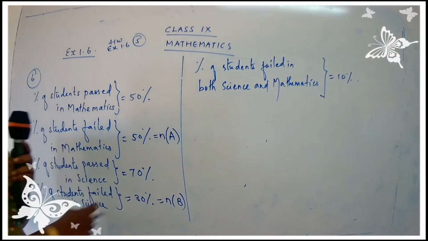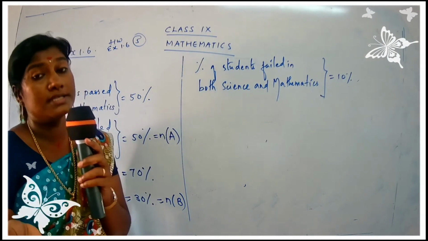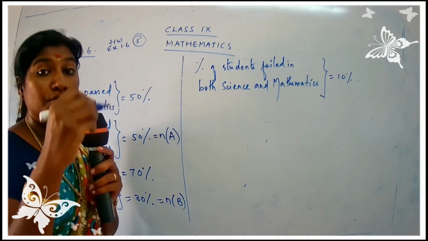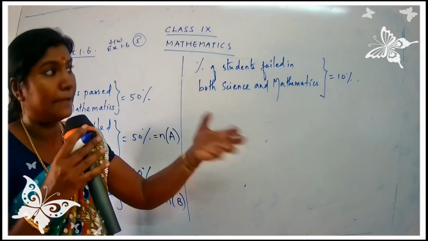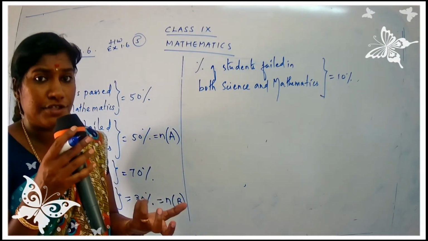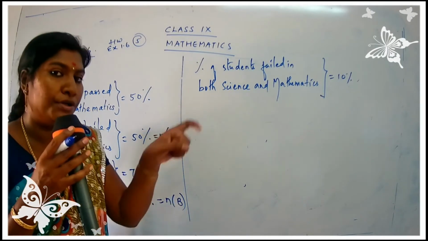And now here, this is common. So you know what is the symbol used for common? Yes, you have to use intersection. And since we are dealing with the number of students, like percentage of students, what does it give you? It gives you the number. So you are going to use n.